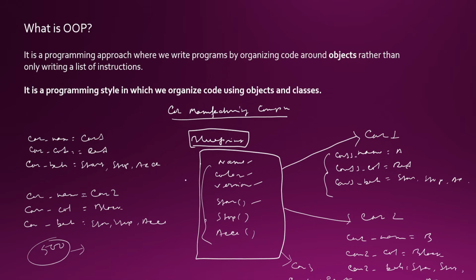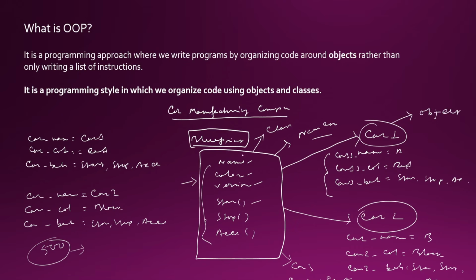That means we have created our blueprint once, and using this blueprint we are creating multiple cars, which have all the same features that we have in our blueprint, right? So whenever we need to create a new car, we just copy the blueprint and create a new car. So using this blueprint, we can create multiple cars. In programming language, this blueprint is called a class. And this car is an object.